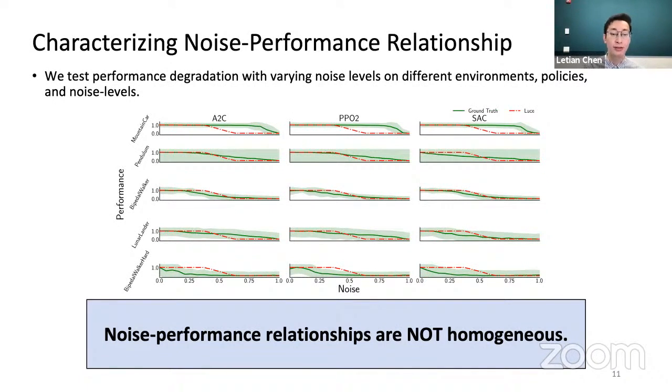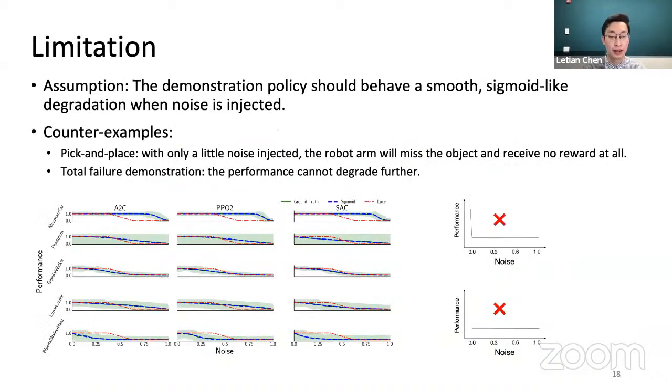For your second question, what's the failure case where the sigmoid function could not capture the noise performance relationship well? Here I give two possible counterexamples. The first one could be tasks where, with a little noise injected, the performance will drop abruptly so that it doesn't conform to a sigmoid function.